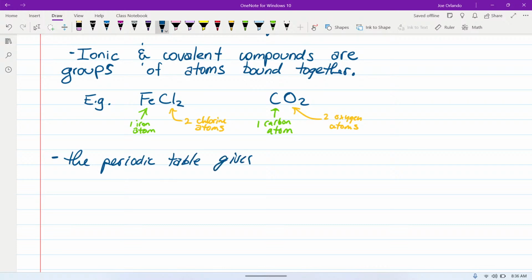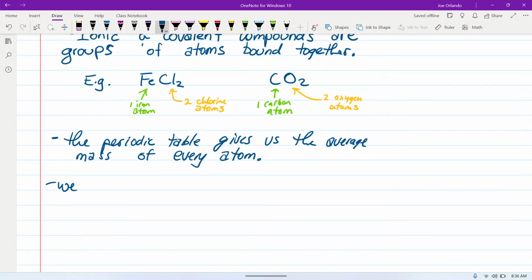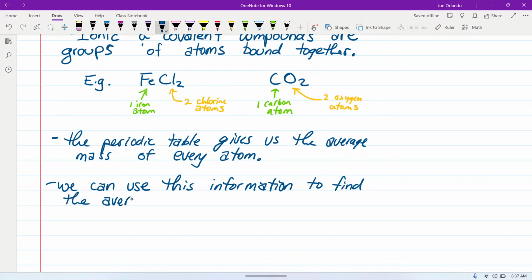gives us the average mass of every element. I'm going to say every atom. And so we can use this information to find the average mass of any compound.